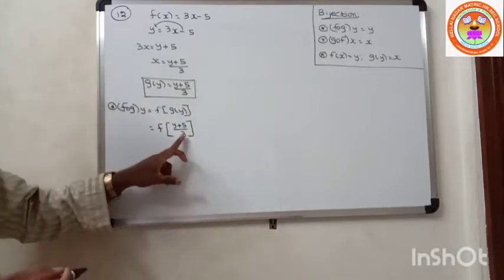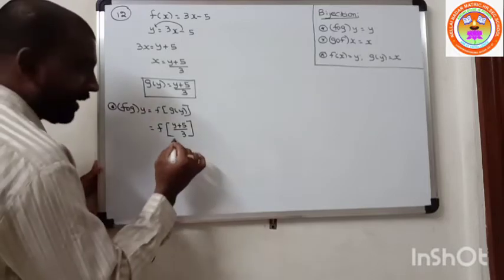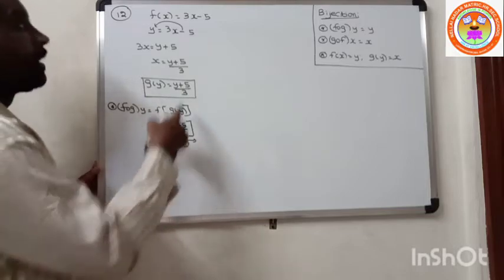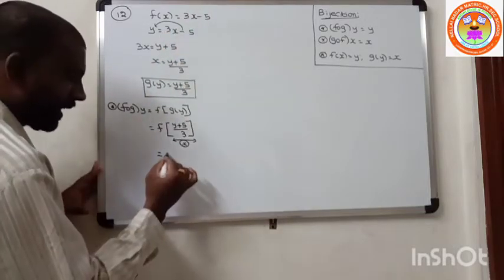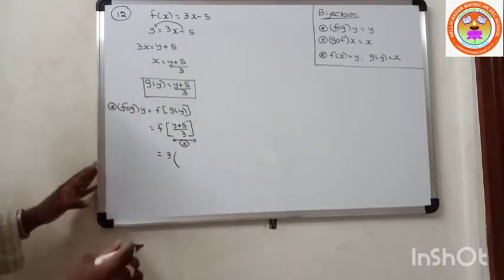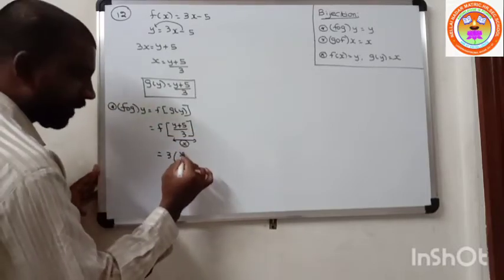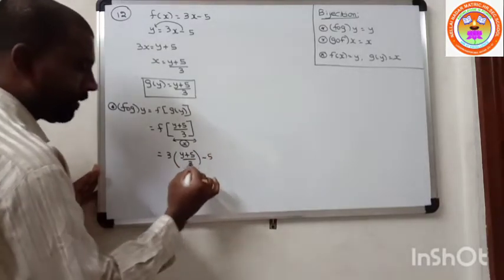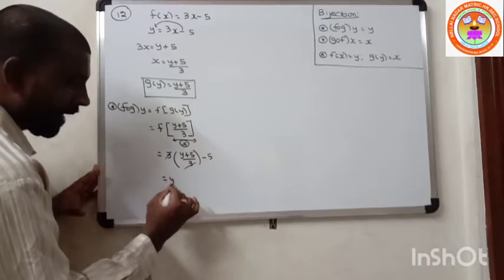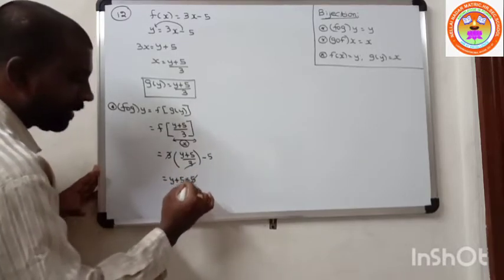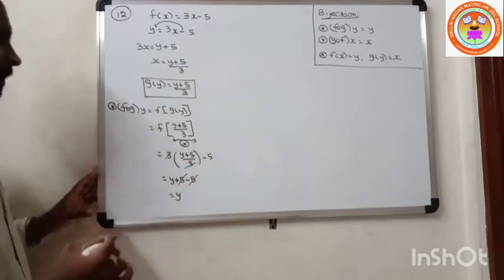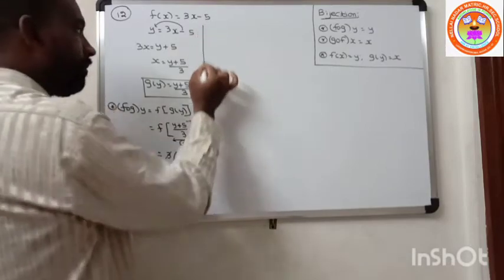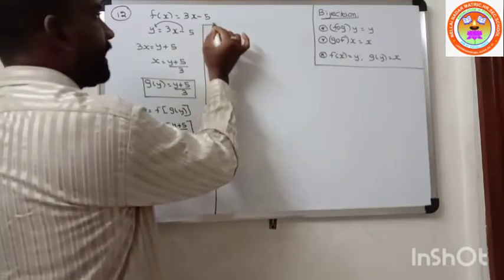It is the form of f of the bracket term, you take it for x. F of x, f of x equal to 3x minus 5. 3x, x replacing by the bracket term, y plus 5 by 3, minus 5. 3 cancel. y plus 5 minus 5. So plus 5 minus 5 cancel, y. First condition over. Now I am going to the second condition.